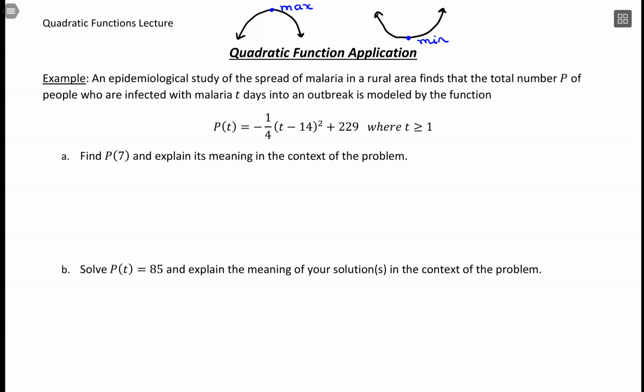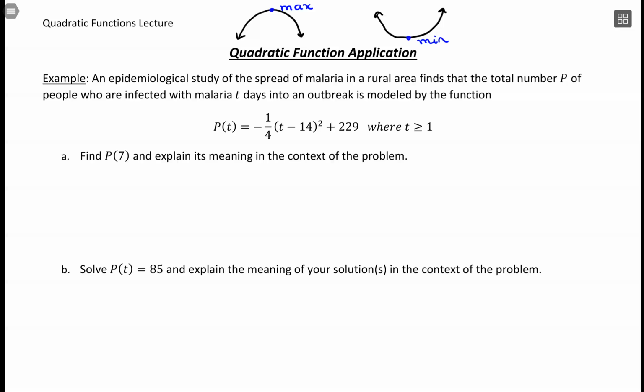Okay, so we have the study of the spread of malaria. So we're tracking P, which is the number of people who are infected, and then T, which is the number of days after the outbreak. So we have our function, and then we have this limit on our domain that we're only going to let T be more than or equal to 1. The idea is that day 1 after the outbreak would be where we would start. Okay, so let's look at calculating some values and then practice interpreting those values into a full sentence.